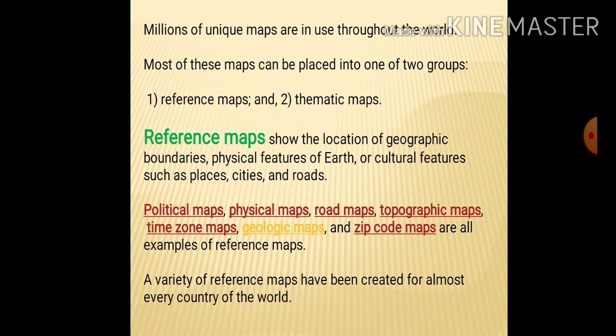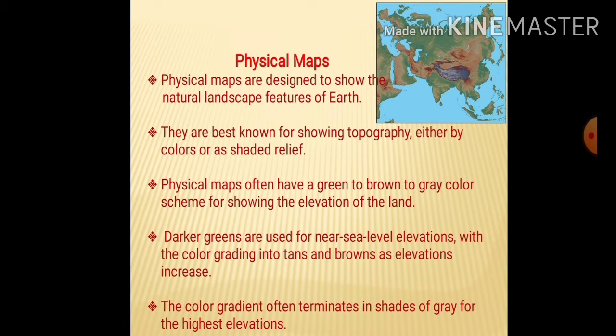Reference maps show the location of geographic boundaries, physical features of the earth, or cultural features such as places, cities, and roads. Political maps, physical maps, road maps, topographic maps, time zone maps, geologic maps, and zip code maps are all examples of reference maps. A variety of reference maps have been created for almost every country of the world. The main and important types of maps are physical maps, political maps, and thematic maps.